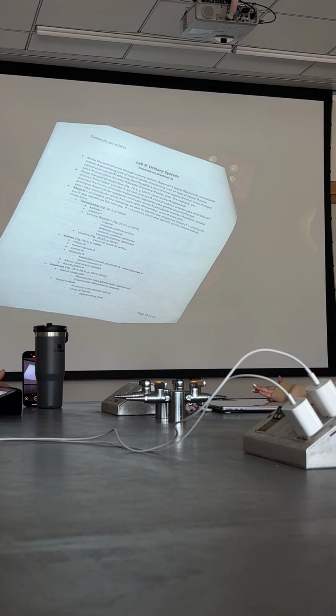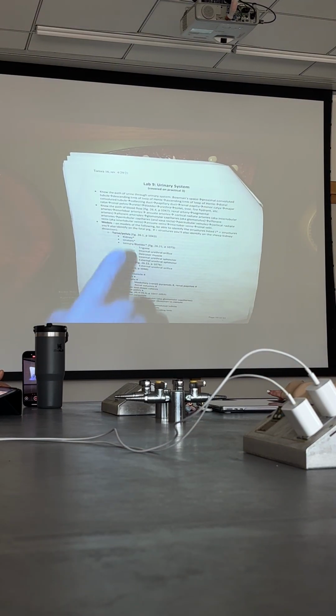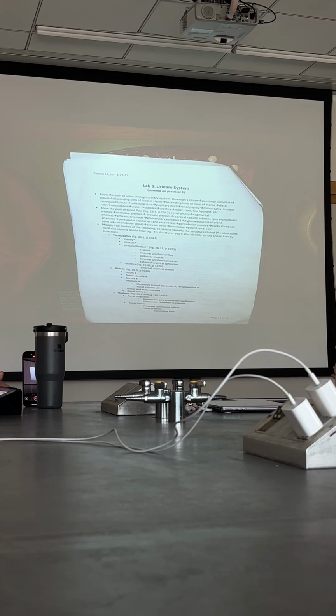It says the torso, pelvis deal. We do have this little model, and you've seen this a gazillion times. It's not that tough, but let me show you anyway. This is like a mini torso model.